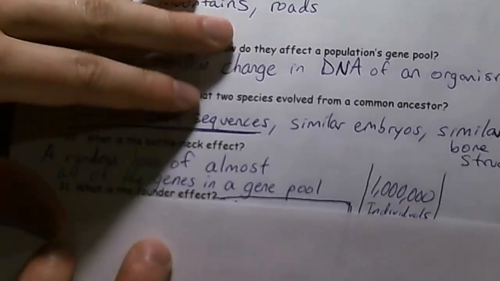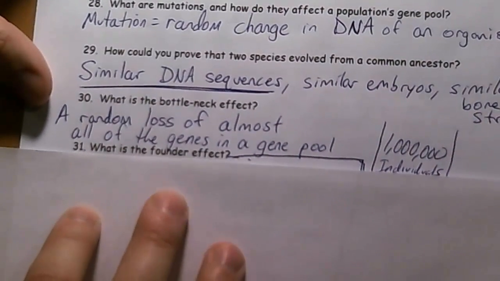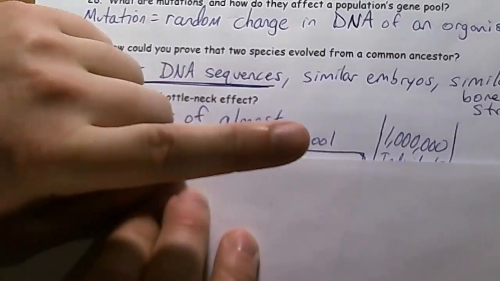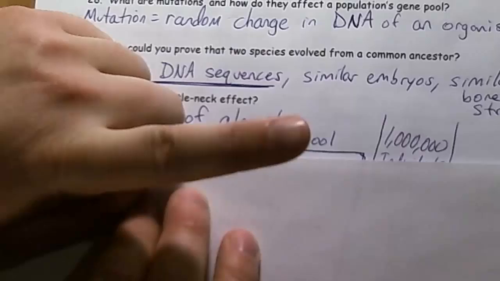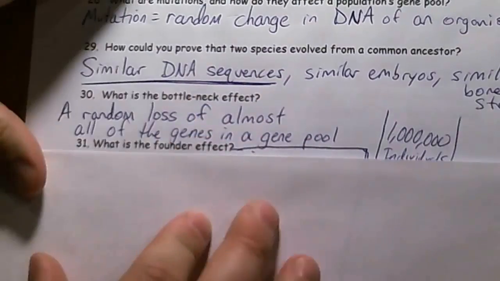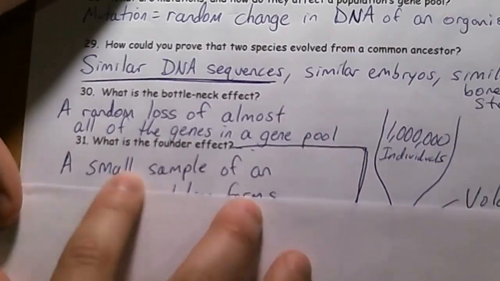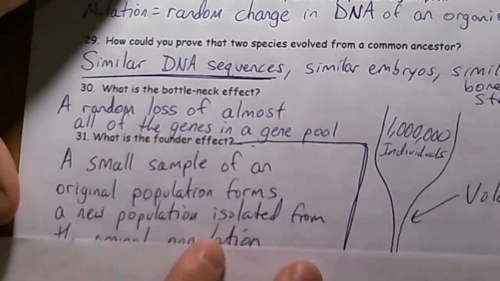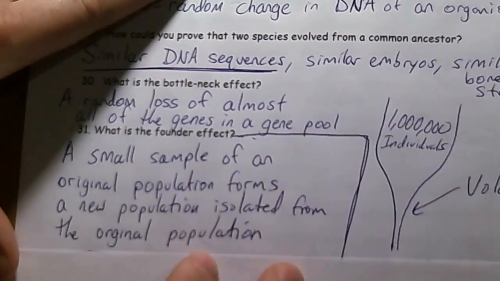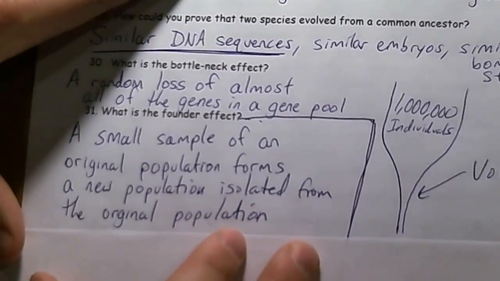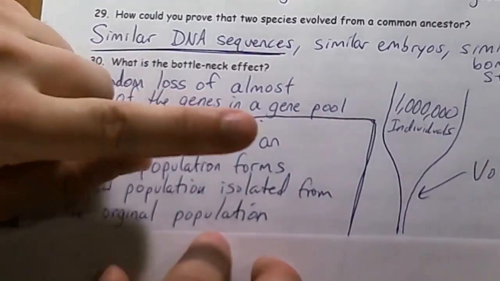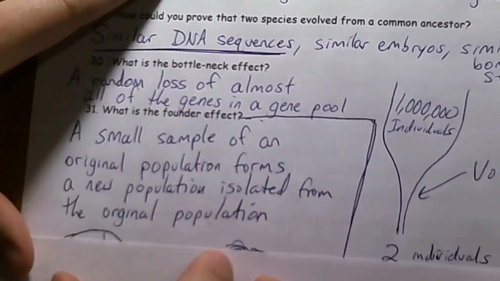And finally here, guys, the last thing, what is the founder effect? The founder effect is a type of migration. It's where organisms found a new land. And so if we talk about the pointer finger again, it's where organisms move around. But more specifically, only a small sample of an original population forms a new population isolated away from that original population. So it is a type of migration where a small sample of a population will go off and form a population in a new area.